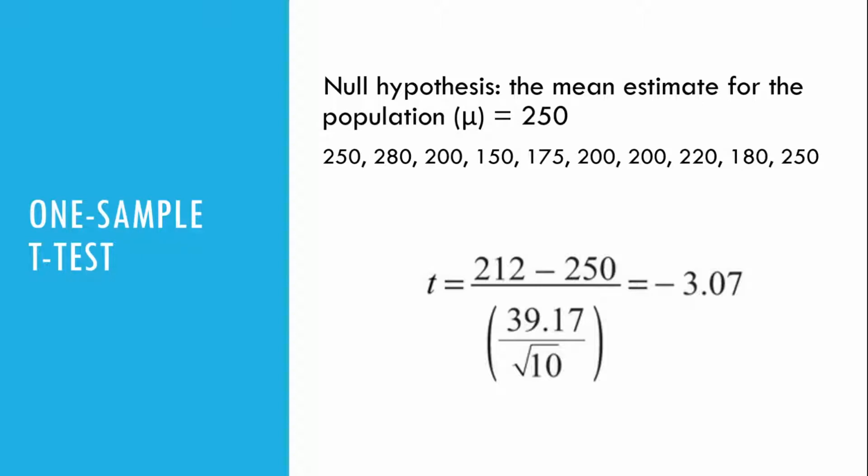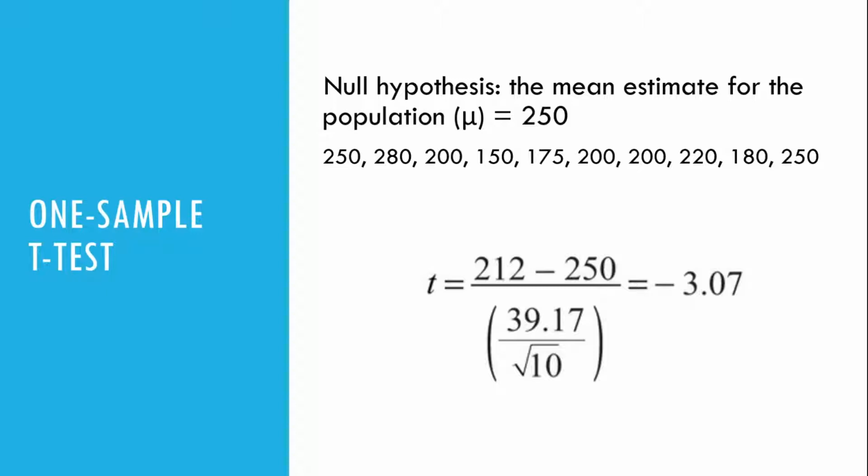Now imagine further that the participants' actual estimates are as follows: 250, 280, 200, 150, 175, 200, 200, 220, 180, and 250. The mean estimate for the sample, or M, is 212 calories, and the standard deviation, SD, is 39.17. The health psychologist can now compute the t-score for the sample as shown on the screen.